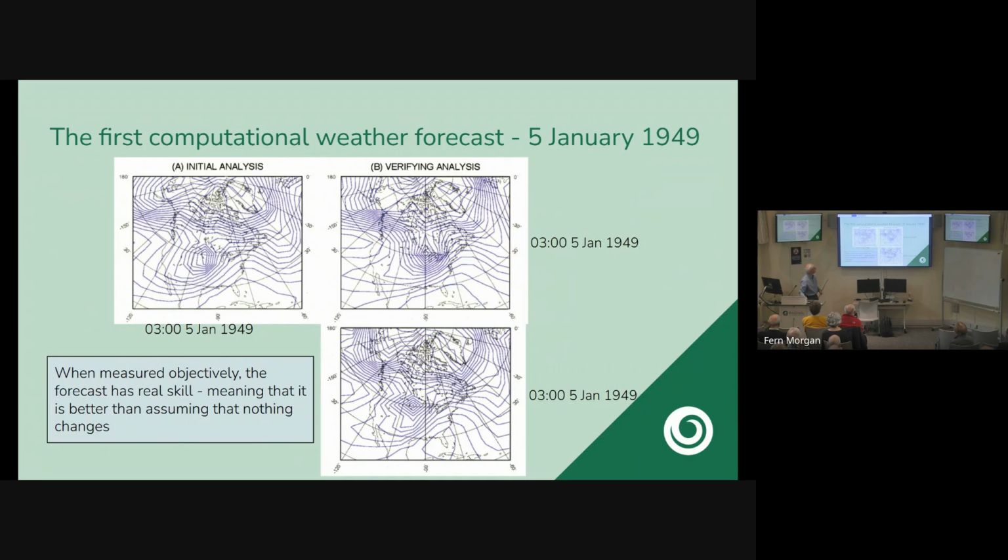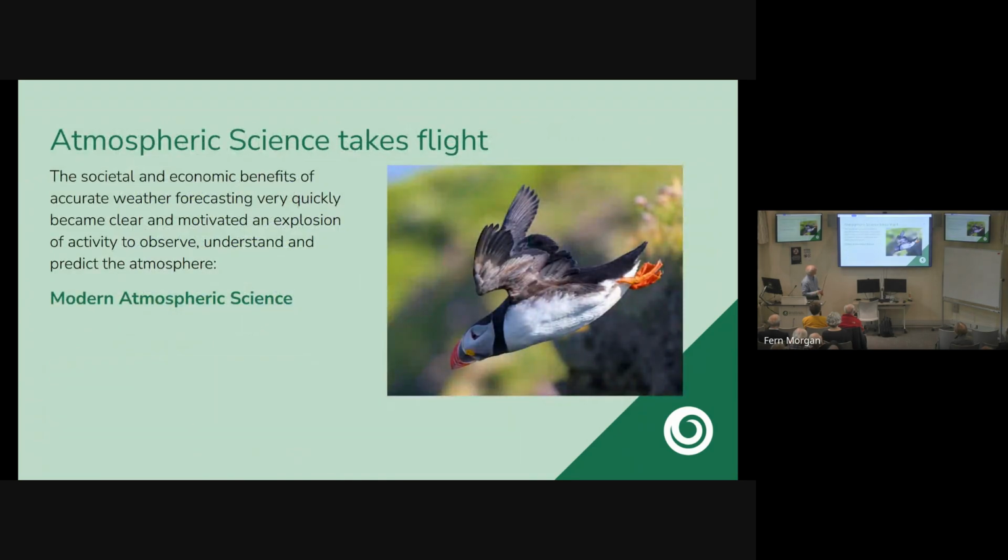The point is they've shown that it could be done. So that was the revolution. Suddenly, it became possible to compute the weather. And within a small number of years after that, the societal and economic value of weather forecasts was absolutely obvious. It became something that you couldn't imagine not having. And this motivated an explosion of science.